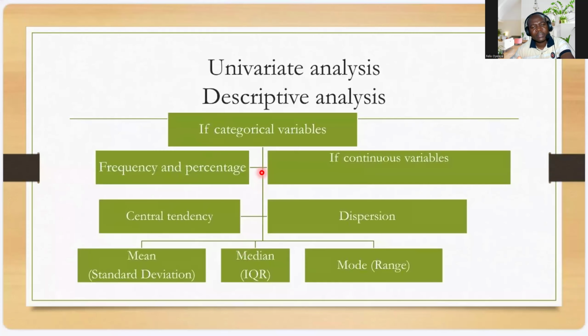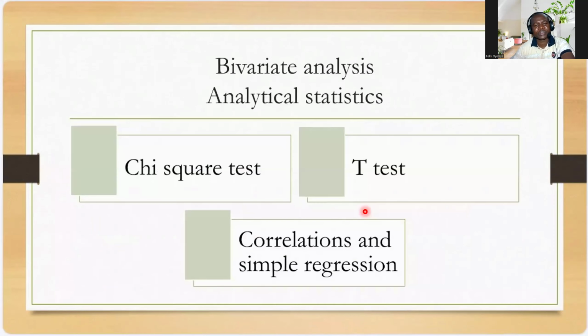Now, for the univariate analysis, the common thing is that if you have a categorical variable, the common operations you perform are the frequency and the percentage. But if you are dealing with continuous variables, then you may be able to do things like measures of central tendency, like your mean, median, and mode, or even the measure of dispersion. Very important.